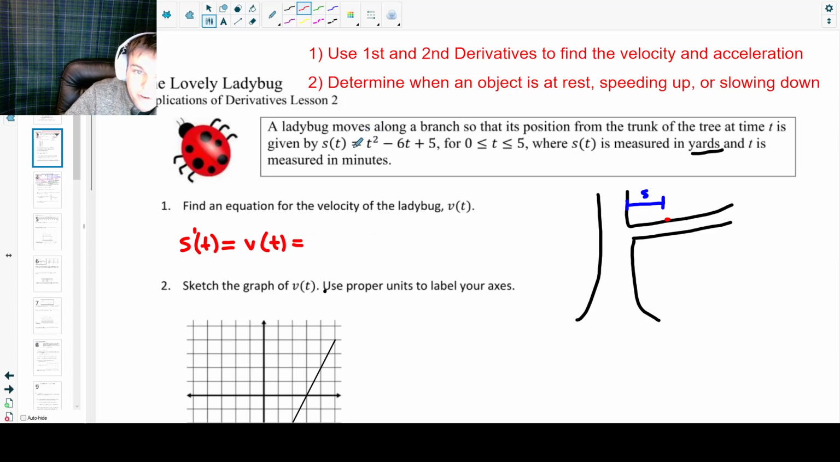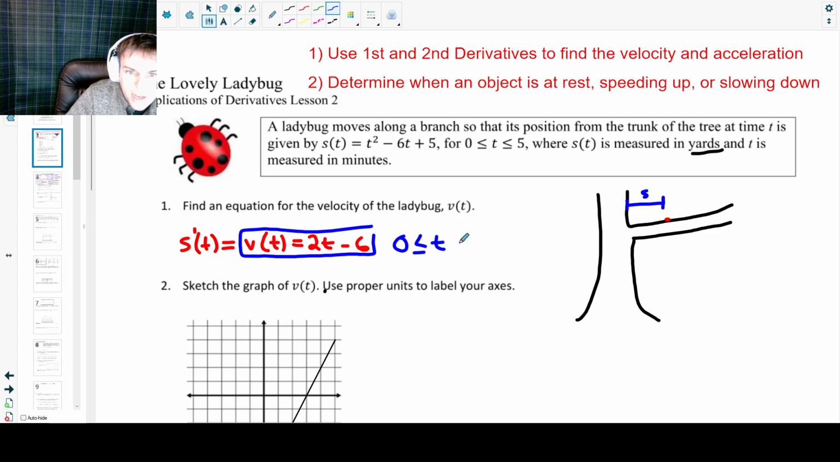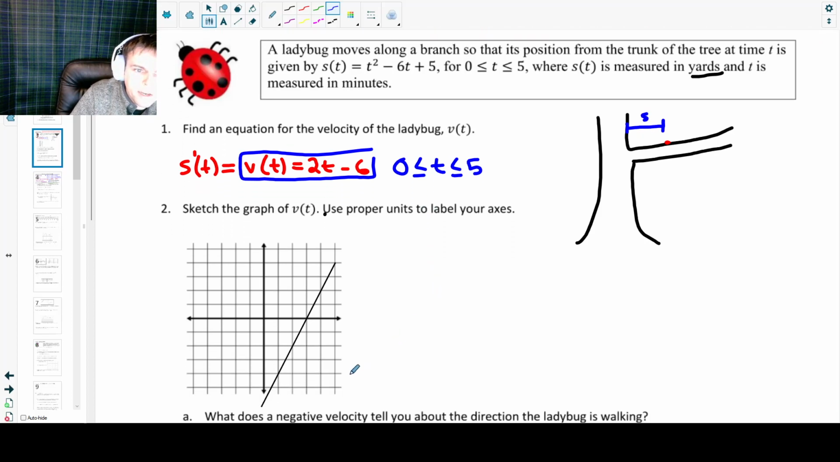So taking the derivative of that function, the derivative of the first term is going to be 2t, and then the derivative of that second term is going to be minus 6. And then finally, the third term is just a constant, so when we take the derivative of that, we just get 0. This velocity function will have the same restrictions as the original function. It's only going to be valid in that same range of t values between 0 and 5.